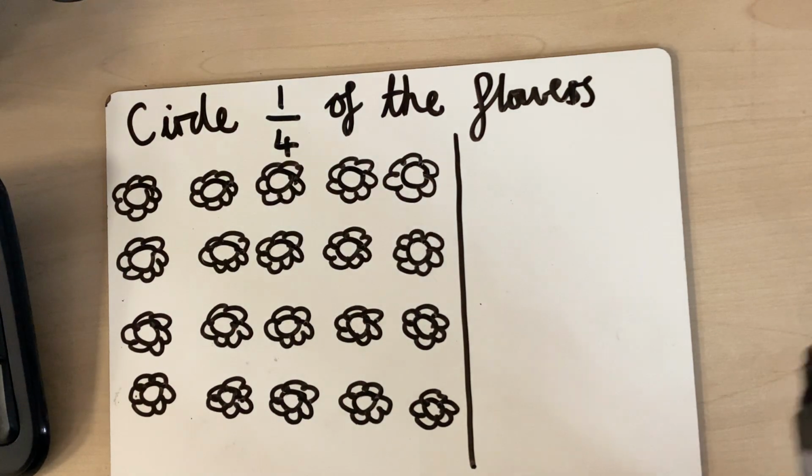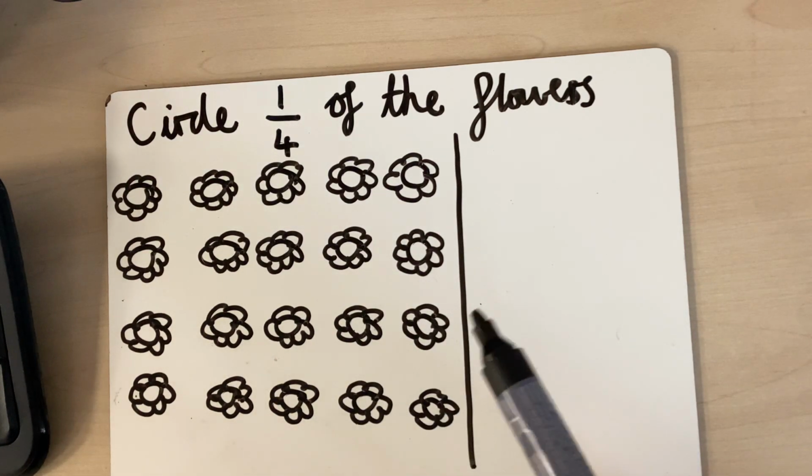So we have been looking at fractions, we have looked at fractions of shape, we have looked at fractions of number, and now we have been looking at fractions of objects. So my question says circle 1/4 of the flowers.